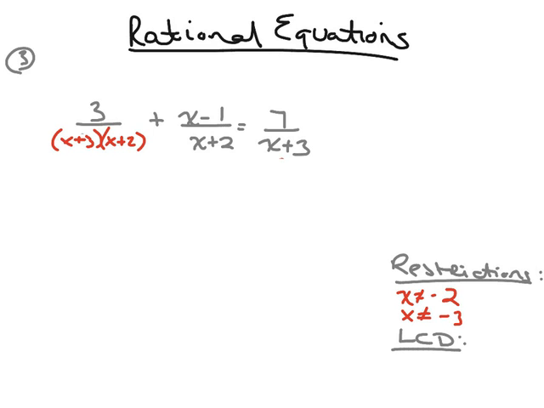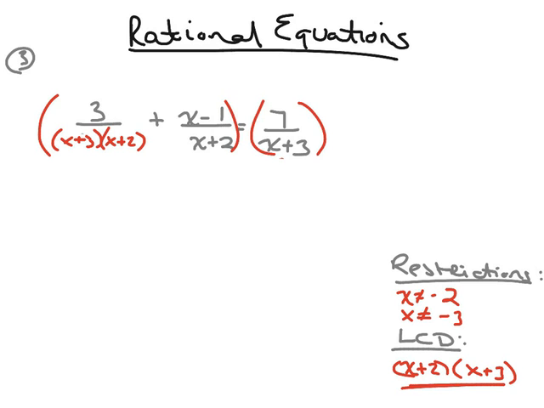Notice they have an x plus 2 in common. That's part of the least common denominator. But they also have x plus 3 in common. So that's also going to be part of our least common denominator. So these two factors make up our least common denominator. That's what we're going to be multiplying both sides by.